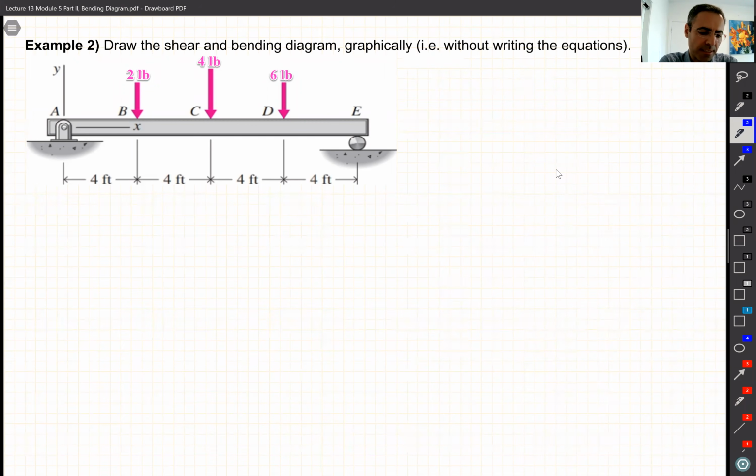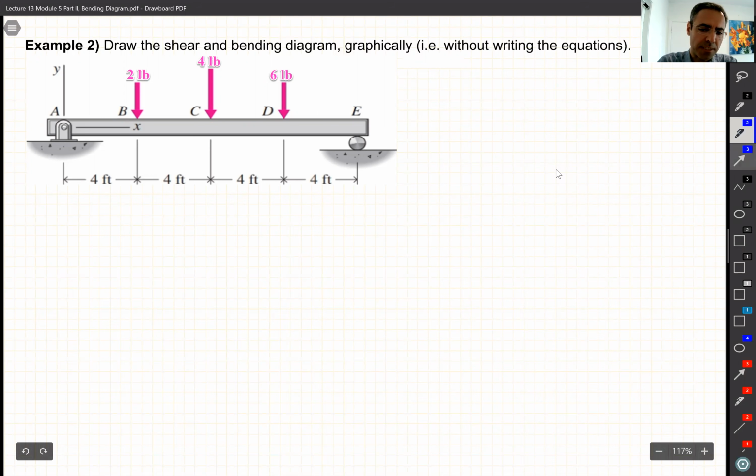So let's continue with example 2. All right, I'll let you guys read this example. All right, so we plan to draw V and M diagrams without any equations, without finding the equations, based on what we learned before in example 1. Let's see if we can do it.